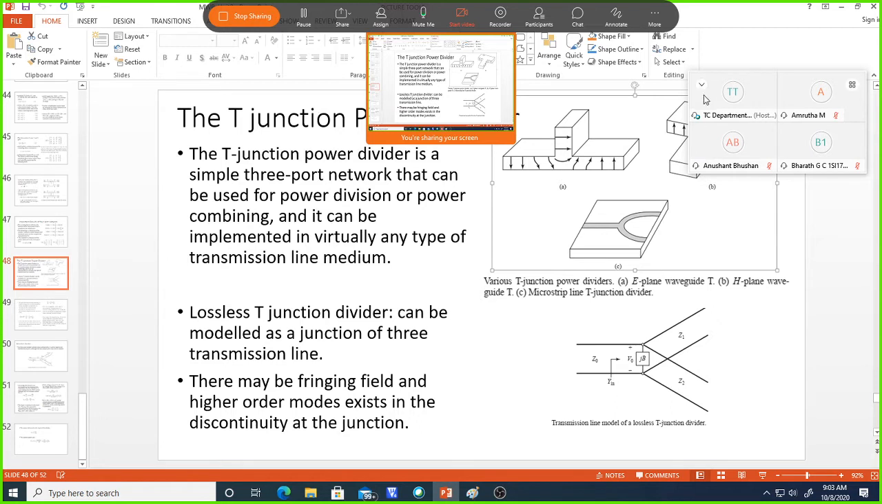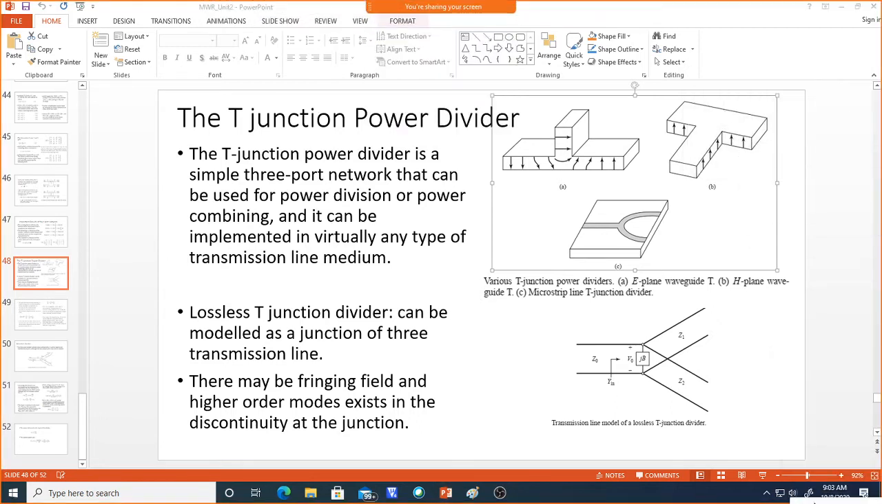Are the slides visible, right? No. Yes, sir. Okay. Yes, sir.